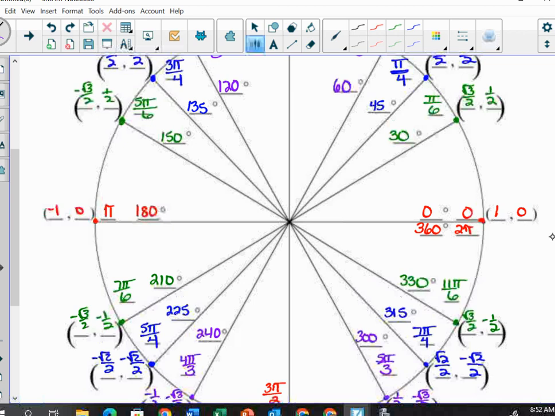Yay! It is so much simpler. You guys will, yes. You guys will be much more comfortable with radians in a very short amount of time. I know you're not yet, but you'll get there.